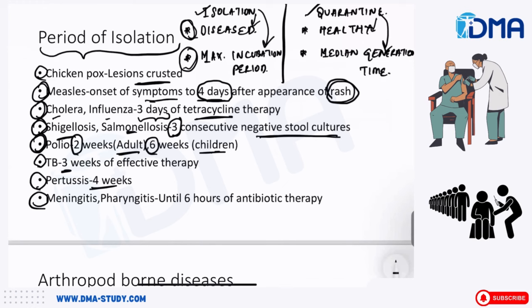Army, period of isolation. Sir, period of isolation: for chickenpox, until the lesions cluster; for measles, from the onset of symptoms, that is 4 days after appearance of rash. Cholera, 3 days of tetracycline therapy. Shigellosis, salmonellosis, on 3 consecutive negative stool cultures. Polio, 2 weeks for adults, 6 weeks for children. TB, after 3 weeks of effective therapy. Pertussis is 4 weeks, and meningitis, pharyngitis, until 6 years of antibiotic therapy.